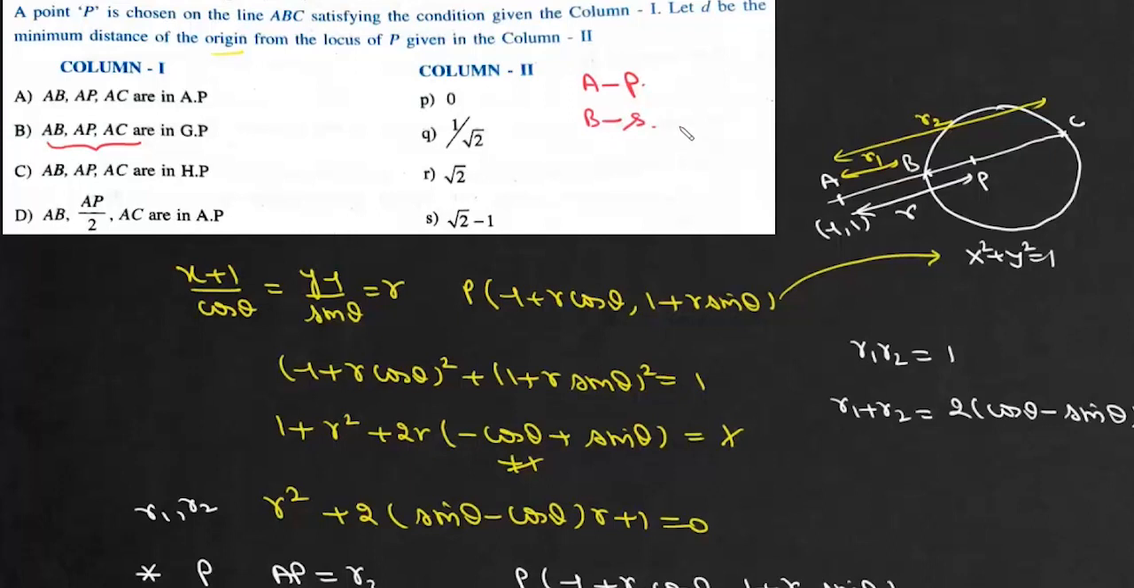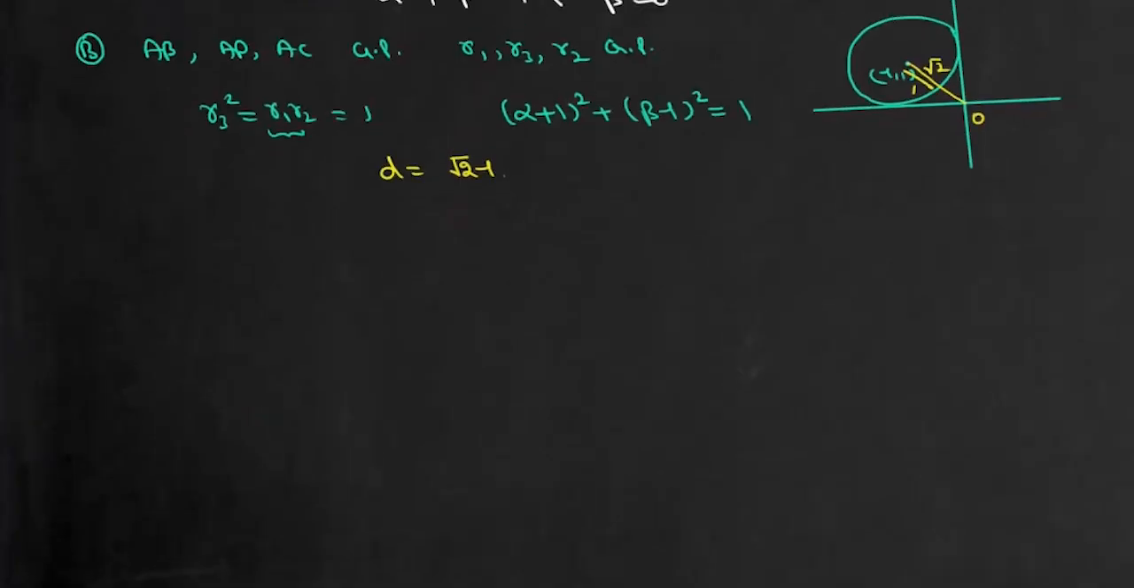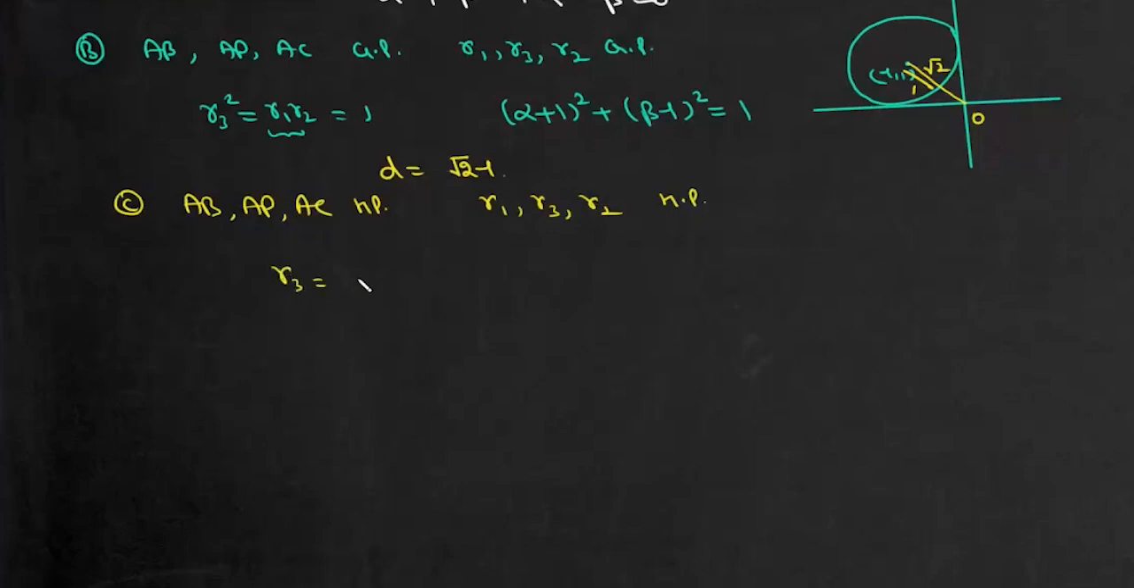Now this C is AB, AP and AC, they are in HP. So we have this C where AB, AP and AC are in HP, or R1, R3, R2 are in HP. Now here R3 is 2 R1 R2 upon R1 plus R2. Now this is R3, R1 into R2 is 1, and R1 plus R2 is 2 cos theta minus sin theta.